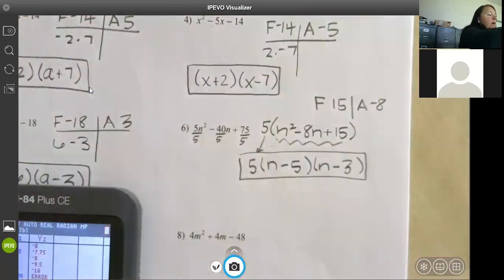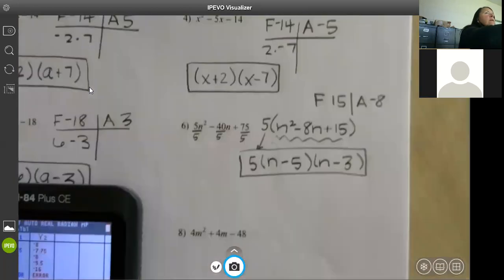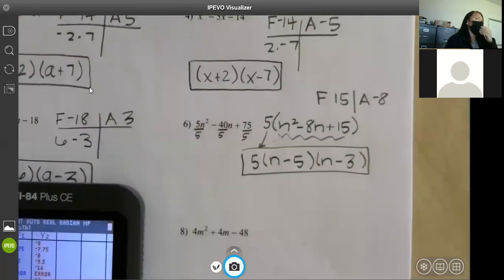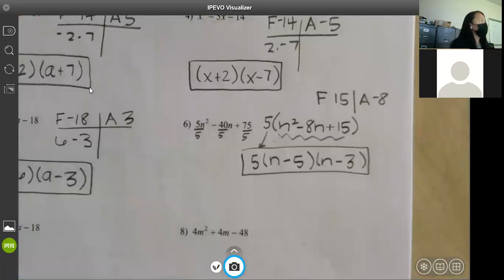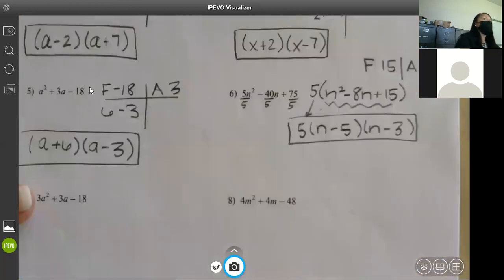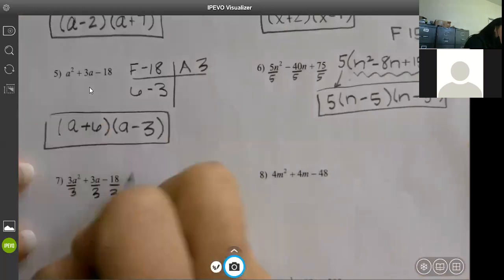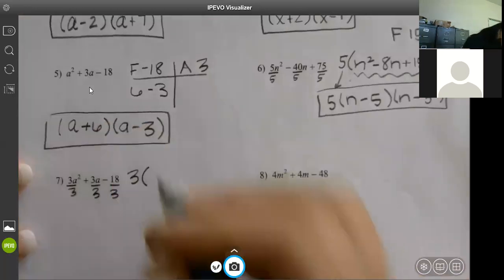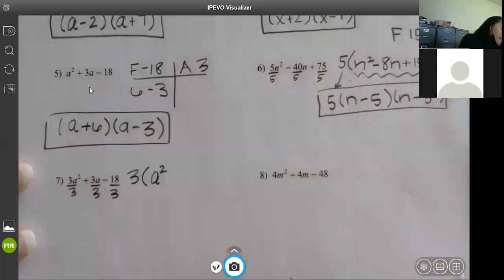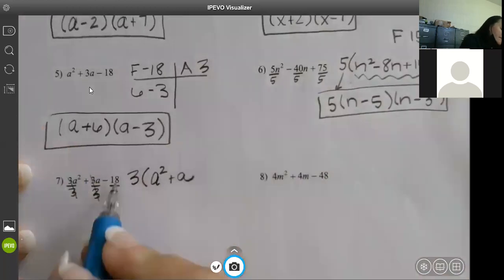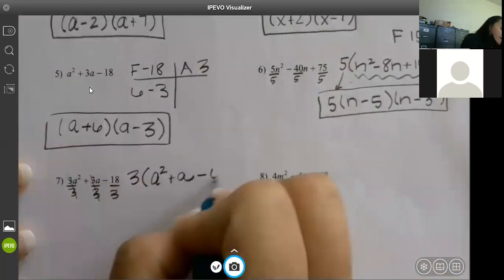All right. Any questions? So you put the 5 on the outside of the fence? Mm-hmm. So like number 7 is 3 and then the next. So everything will divide by 3. So your 3 is going to go on the outside. We're going to have a squared because your 3's cancel out, plus a. And then -18 divided by 3 is -6.